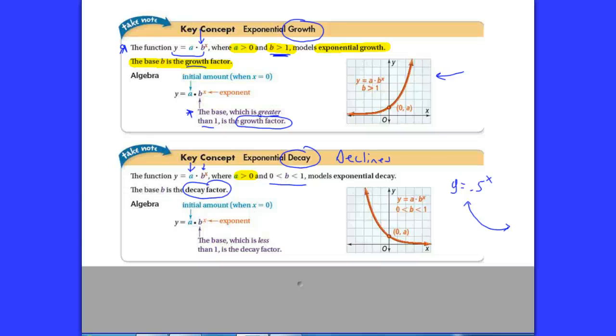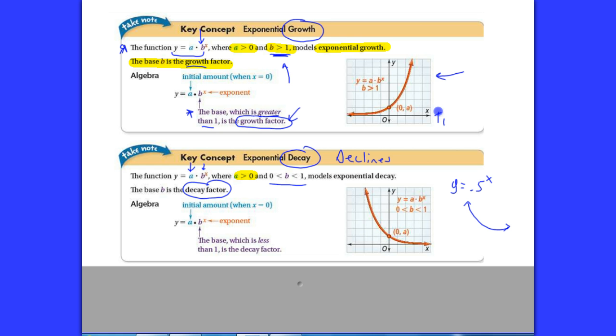Okay, I'm going to pick up right from where we left off. We just finished talking about decay factors. And before I continue sliding down, let me point out that on that first key concept where b is greater than 1, we had a growth factor because it's growing as time increases.